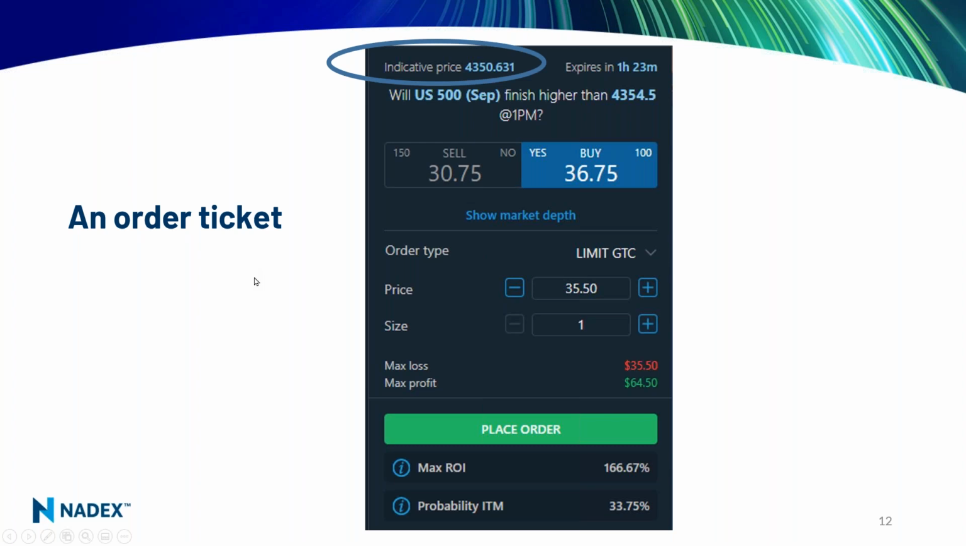But let's go ahead and start off with an order ticket where this is the S&P 500. And you can see that there's an indicative price. On the order ticket, it said the S&P was currently trading 43.50 spot 63. Actually, spot 63.1, if you want to be exact. So I know that it's 43.50 and 63 cents. Now, it also tells me an expiration time. There was an hour and 23 minutes left in this particular contract. And then it gives me the condition.